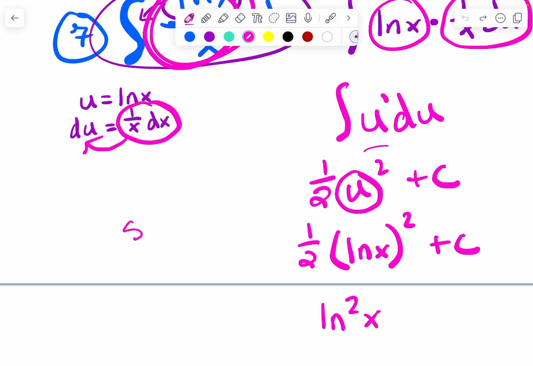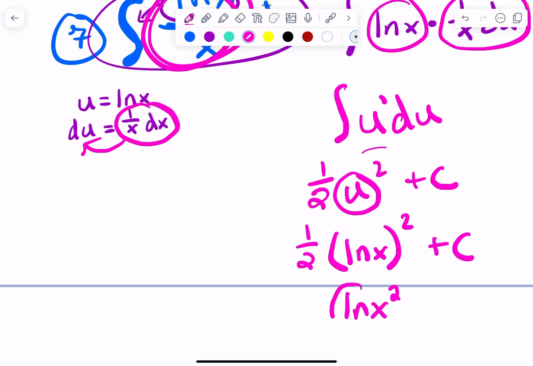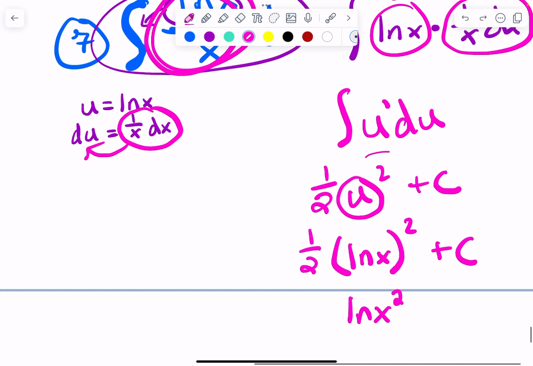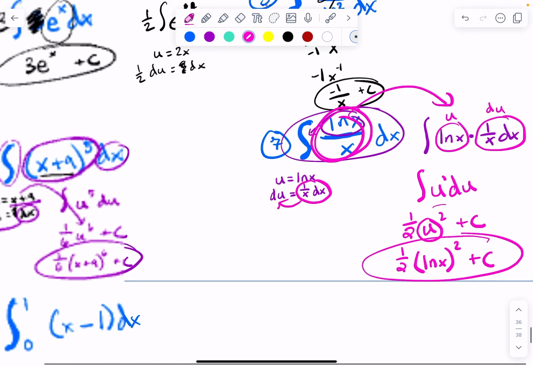The one thing that you want to avoid is writing this as ln of x squared like this. You want to take ln of the value and then square it. When you write it like this, it makes it look like you're squaring the x first and then taking ln. So you want to avoid doing that. But this is what your antiderivative should look like. And that is that. Okay?